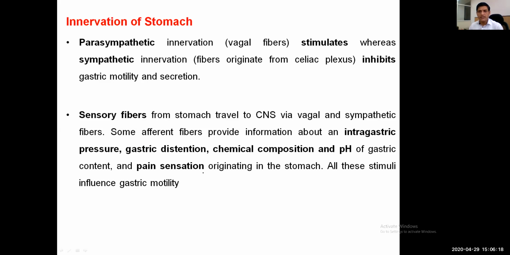What is the innervation or nerve supply of the stomach? Parasympathetic supply stimulates the stomach, and sympathetic supply inhibits gastric motility and secretion. There is also sensory supply, which senses different types of sensation and travels to the CNS via the sympathetic and parasympathetic fibers. Some afferent fibers provide information about intragastric pressure, gastric distension, chemical composition and pH of gastric content, and pain sensation originating in the stomach. All these influence gastric motility.